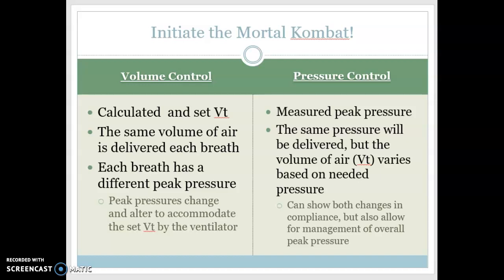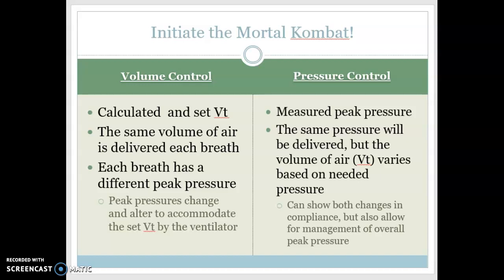Volume control. This is a calculated tidal volume. We use our predicted body weight calculation, and there will be some other slides coming up a little bit later. Every time we deliver either a mechanical breath or a trigger breath, we give that same volume of air for each tidal volume. But each breath has a different peak pressure. This can alter to accommodate the tidal volume. So what's going on in your lungs is pressures are varying in order to receive that volume of air that you have set and are delivering.